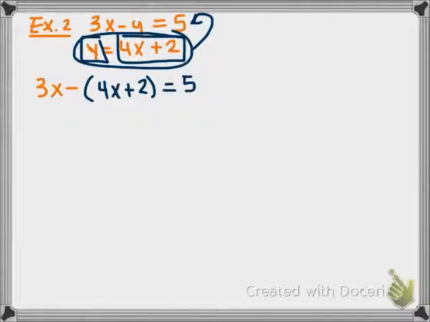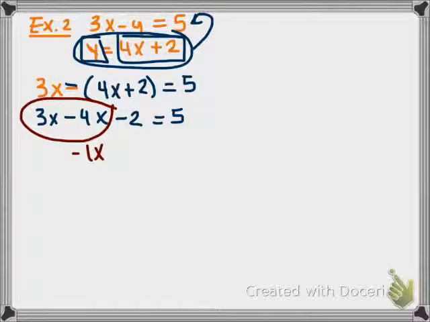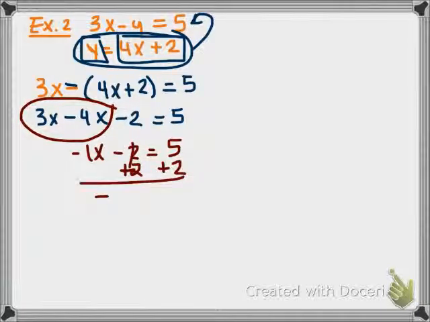Now please keep in mind when you have that negative there, you have to distribute to everything in the parentheses. So that becomes 3x minus 4x minus 2 is equal to 5. I combine my variables, which in this case is 3x minus 4x, it's a negative 1x, minus 2 is equal to 5. Then from here I have to solve for x, so I would have to add the 2 because it's a minus. That's negative 1x is equal to 7. Then I would have to divide by a negative 1, so x is negative 7.